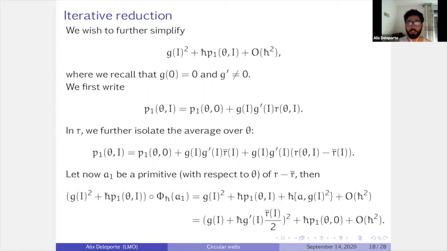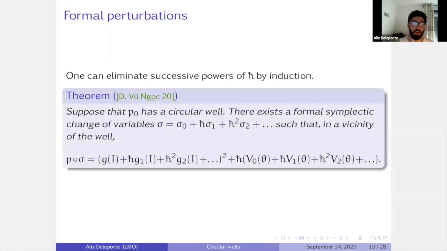And then if you do the computations, this factorization g of I, g prime of I was done just in the right way, so that what you find out, once you apply this evolution, is that you have something which depends only on I and which is a small perturbation of the original thing, g of I plus h bar something squared, plus h bar something which depends only on theta, plus a remainder. And then by induction, you can eliminate all of the powers of h bar.